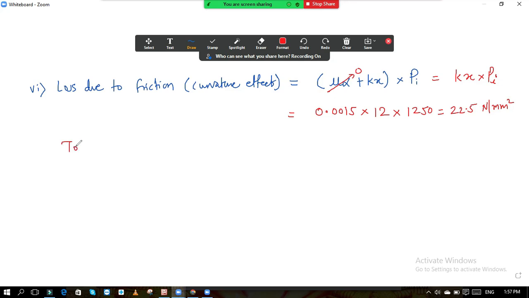Then we will calculate the total loss. What is the total loss now? It is 63, that is due to shrinkage. Then due to creep, it is 29.93. Please check the values. If there is any correction, let me know at this time only. Then elastic shortening, it is 0. Then relaxation of steel, it is 62.5, plus anchorage 21.87, and plus curvature effect 22.5. If you add all these, you will get the total loss: 199.86. Please check the value.